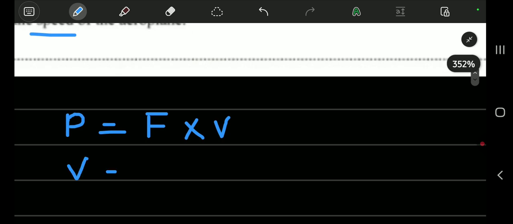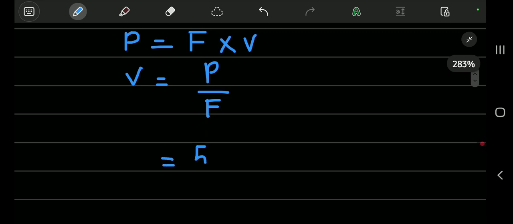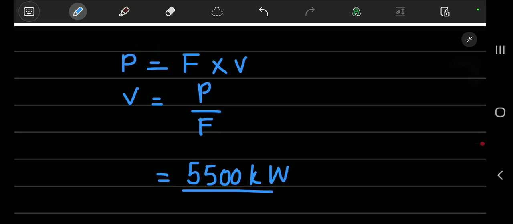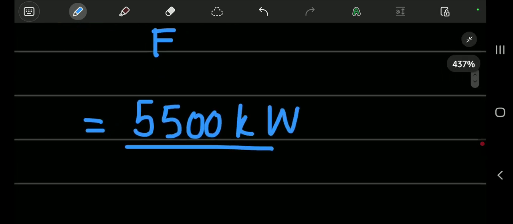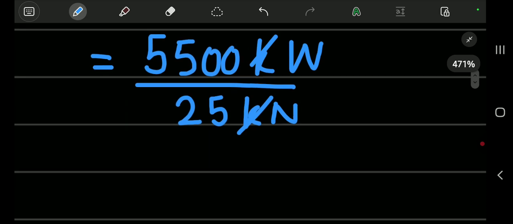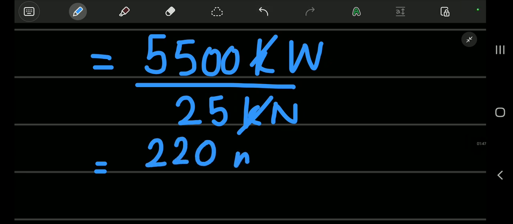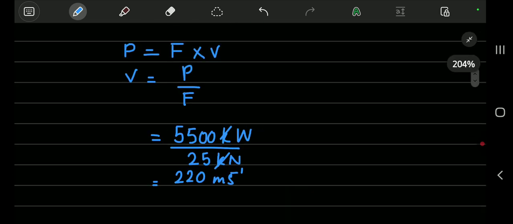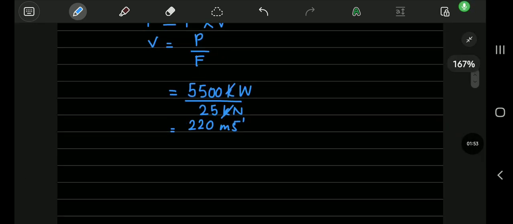5500 V will be equal to power over force, 5500 kilowatt over 25 kilonewton. Let's cancel the kilos, so we'll be left with 220 meter per second. Okay, so this is part A.